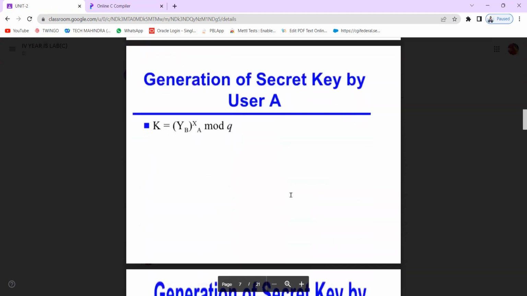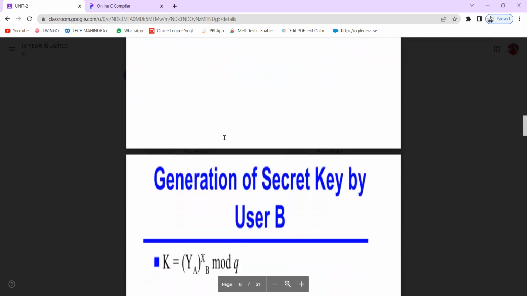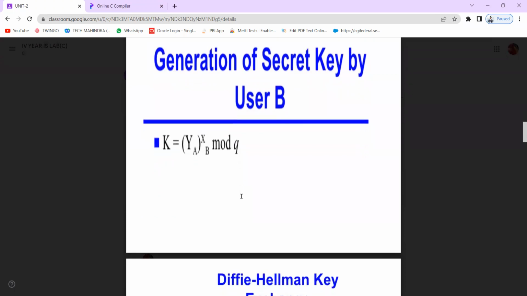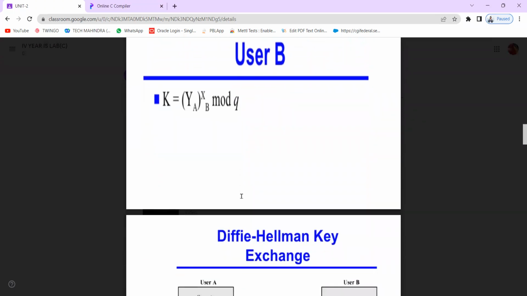Next, generation of secret key by user A. Here, by using this formula, we can generate the secret key of A. Here K is equal to the public key of B to the power of the private key of A mod Q. Now the generation of secret key by user B. Here the secret key of B is equal to the public key of A to the power of the private key of B mod Q. So secret keys will be generated from both A and B.